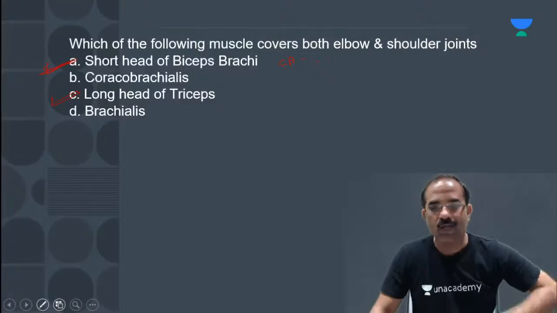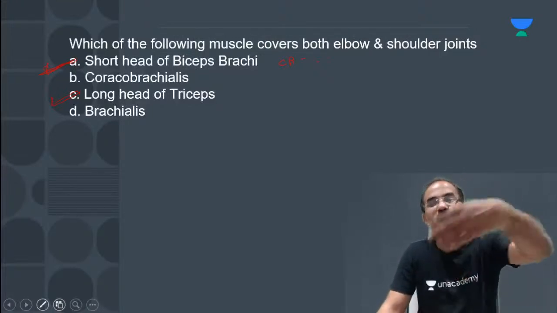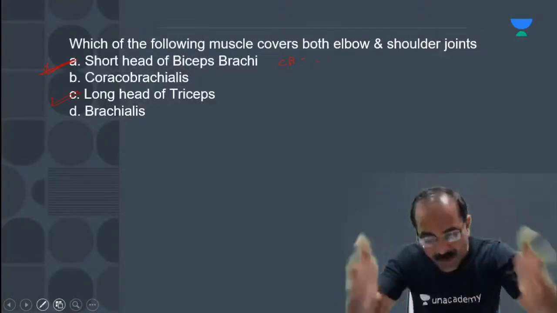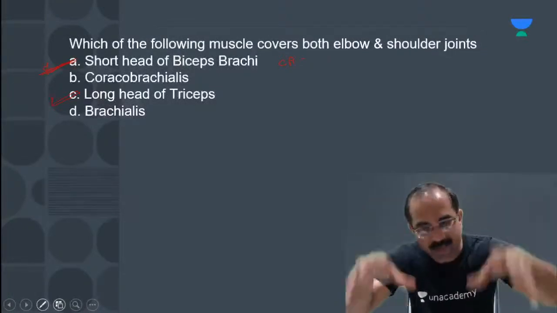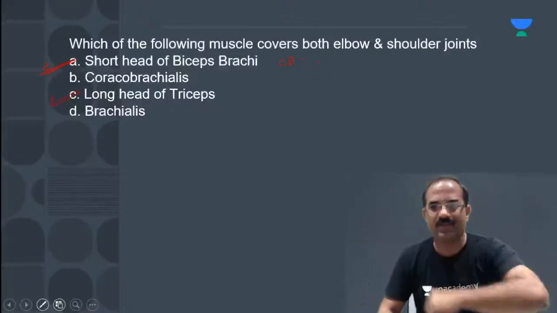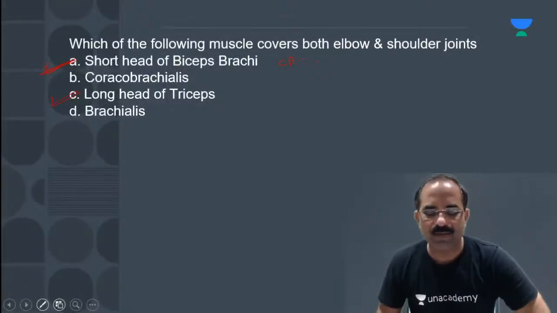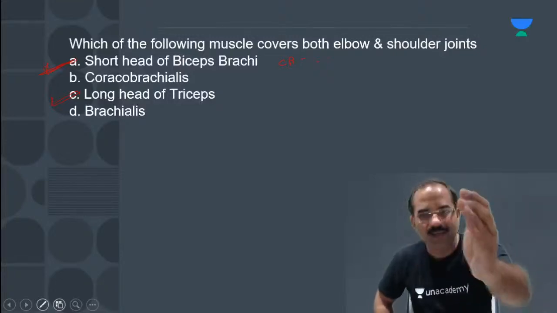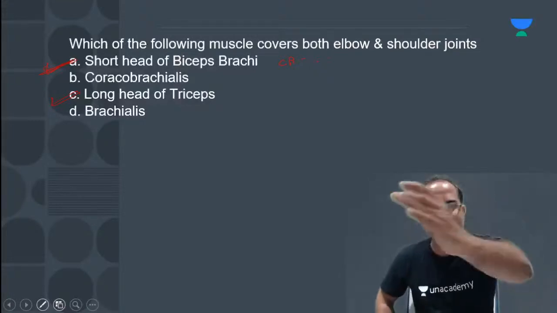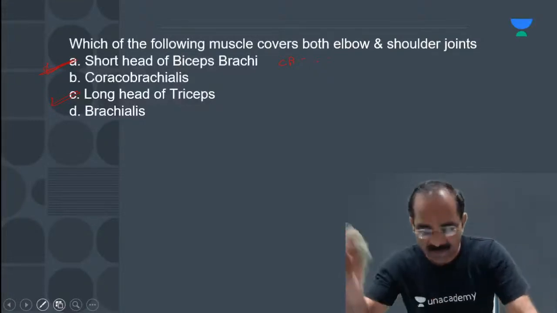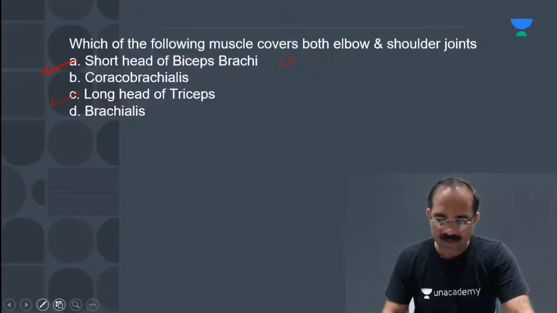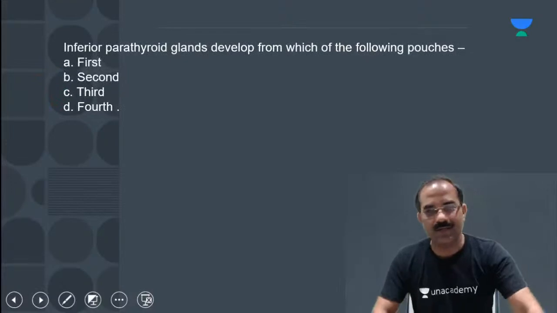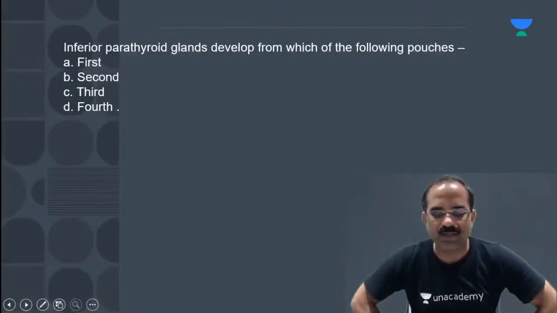So if I have to see the musculocutaneous nerve, what do I do? I just reflect the biceps, and what do I find? The musculocutaneous nerve lying on the brachialis. So what is the musculocutaneous nerve going to supply? The coracobrachialis, the brachialis, and the biceps. Perfect. Be very clear, huh? ये concepts हैं बच्चों, concepts clear होना चाहिए. Once the concepts are clear, everything is easy then.